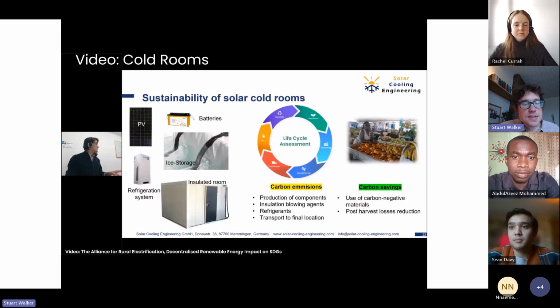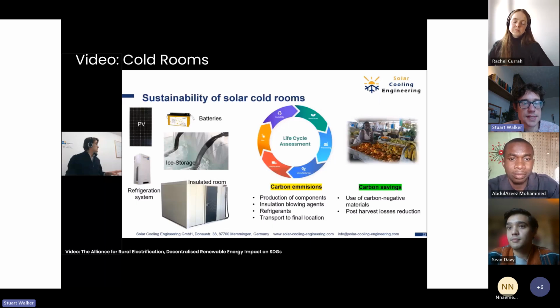Okay, so that's an introduction to solar cooling engineering. So now they're going to talk a little bit about looking at sustainability in solar powered cold rooms. So this is the project that began life here and that has become now the net zero cold room project. So Victor's just going to talk a little bit about, from their design point of view, what are the important aspects of sustainability when thinking about a cold room, just to give us some background for this case study.